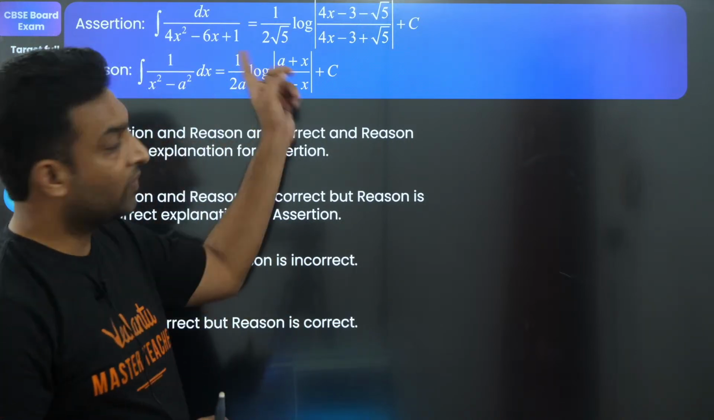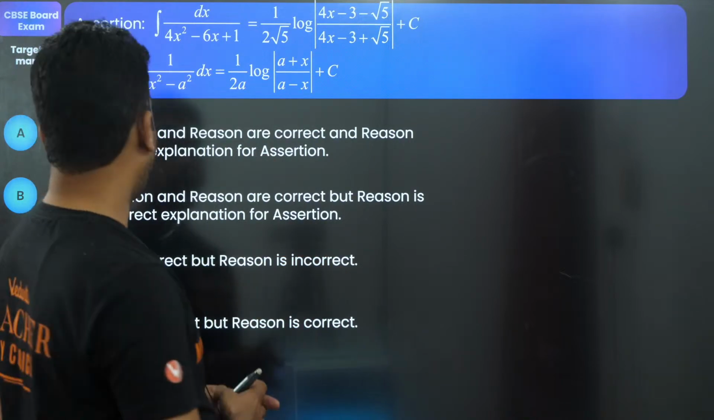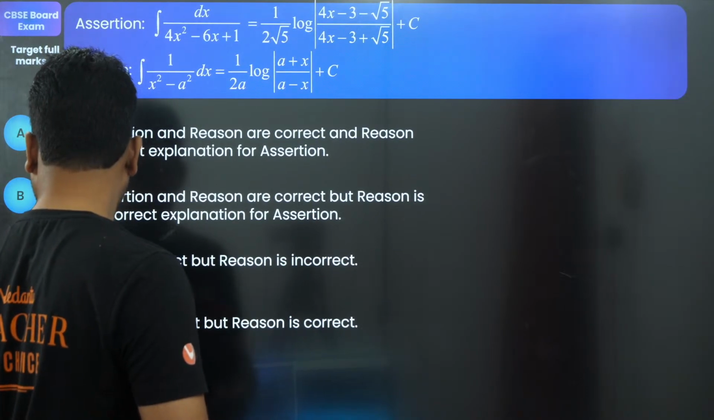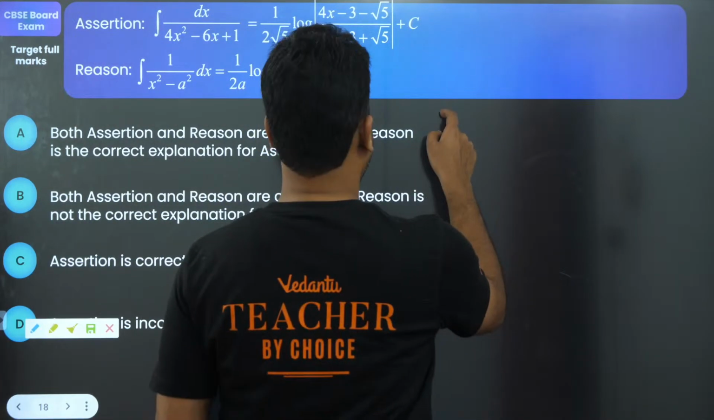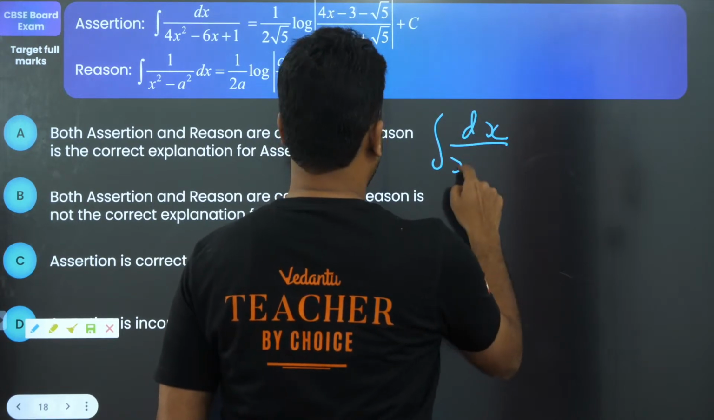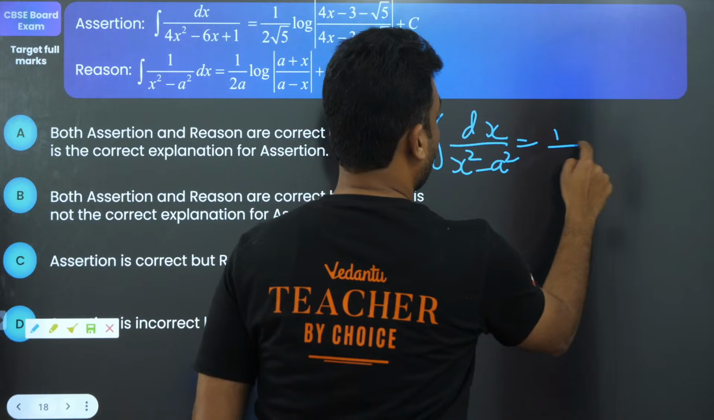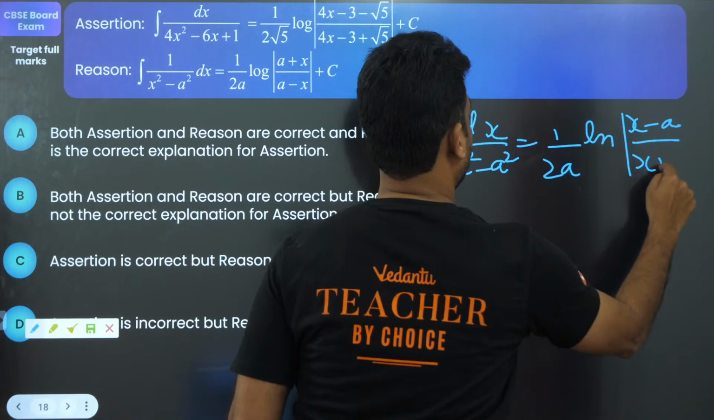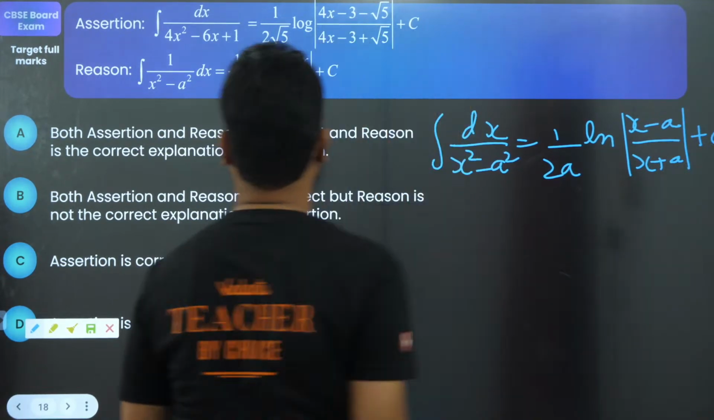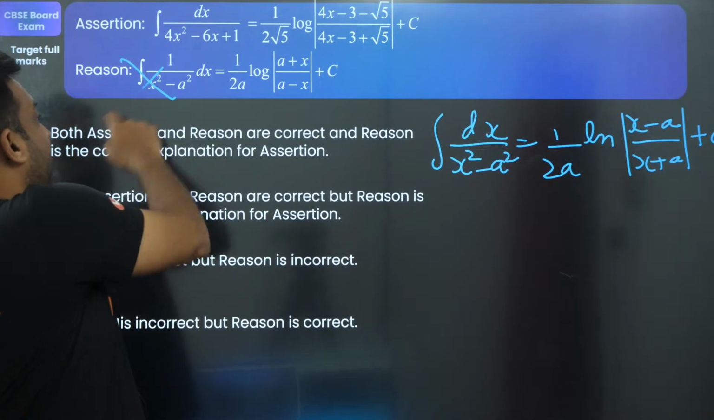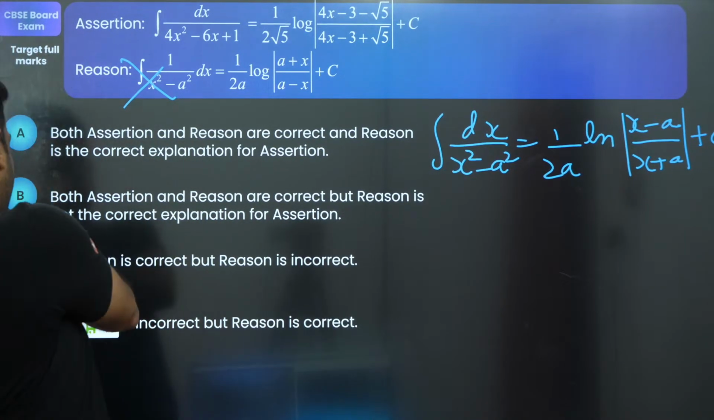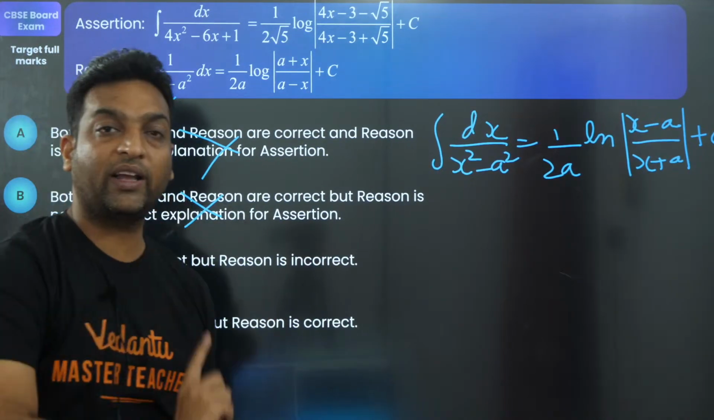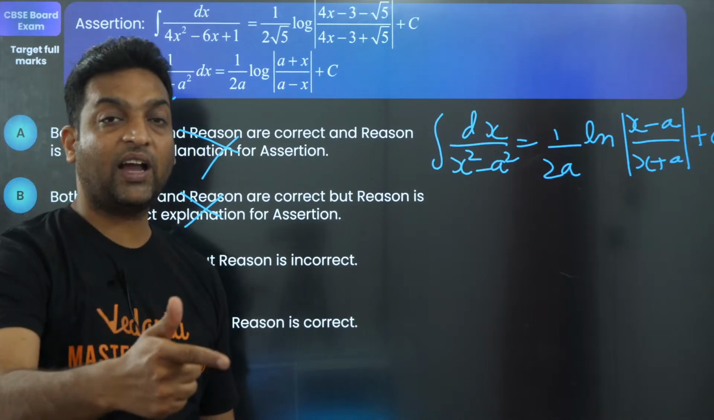Come on, I hope you remember this integration. What formula will be used? You remember the formula? The formula we will be using is integral dx upon x square minus a square is 1 by 2a log of mod of x minus a upon x plus a plus constant of integration. So the formula written here is incorrect, hence the reason is incorrect, hence the answer is C, because only one answer has the reason incorrect.